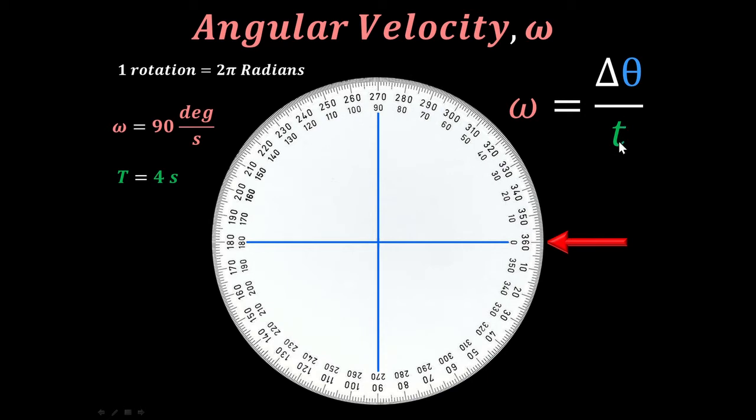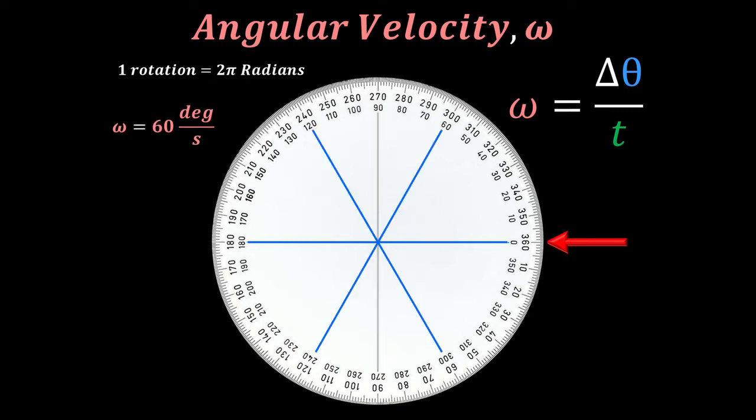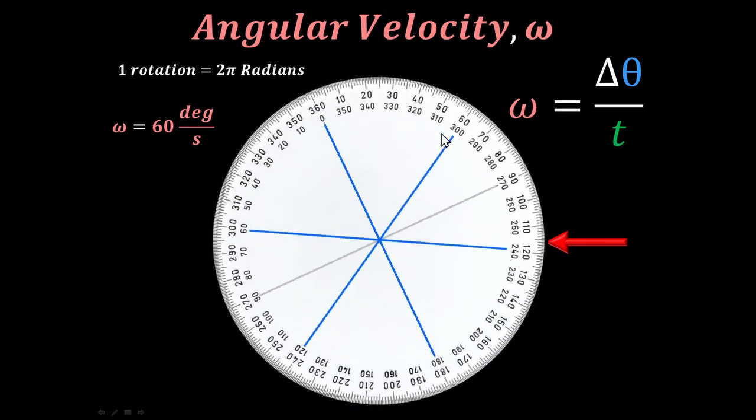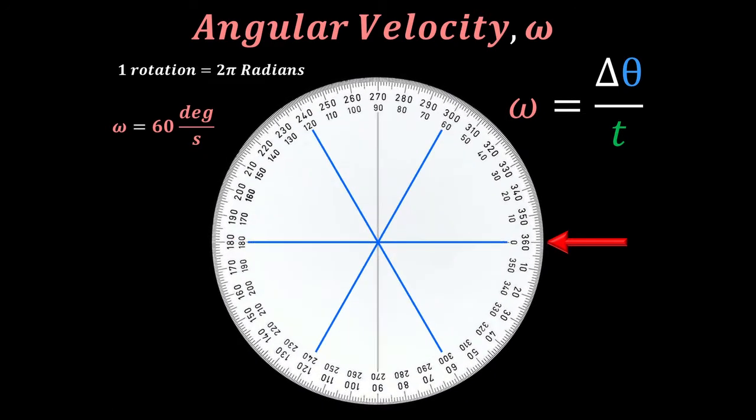Notice I'm using a lowercase t for just any time, and a capital T for the time to go all the way around. If we're going to have an angular velocity of 60 degrees per second, we'll go 60 degrees in a second, and another 60 in a second. That's 3, 4, 5, 6 seconds all together.